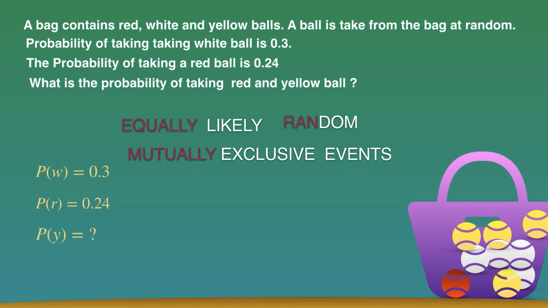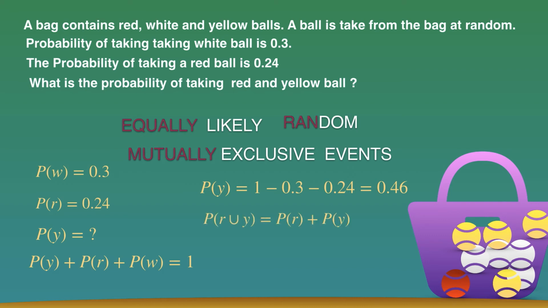And finally, let Y be the event that yellow ball is chosen. This probability, however, is unknown. Each of these events are mutually exclusive events. When you pick a ball at random, you either get red, yellow, or white ball at a time, and you'll never get two colors of the ball at the same time. Therefore, the probability of all these events should add up to 1. And the probability of getting yellow ball then can be found by subtracting the probability of getting white and red from 1, which gives us 0.46.